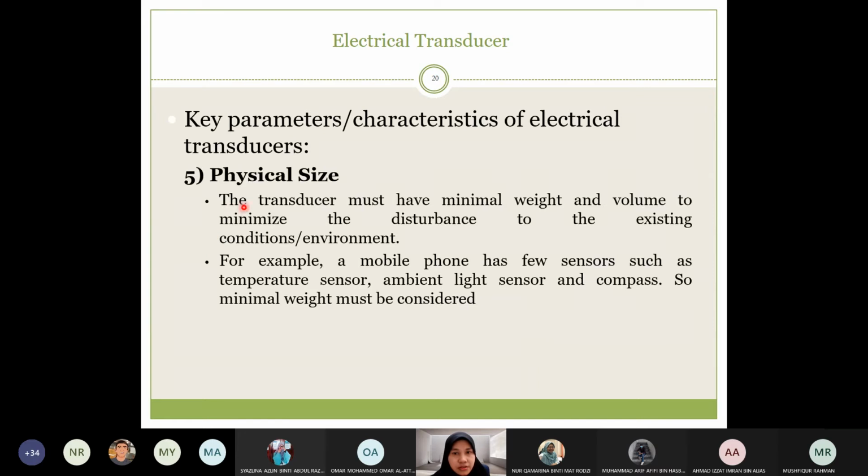What else? Physical size. The transducer must have minimal weight and volume to minimize the disturbance to the existing condition or environment. For example, a mobile phone has few sensors such as temperature sensor, ambient light sensor, and compass. So we should consider minimum weight for a mobile phone.